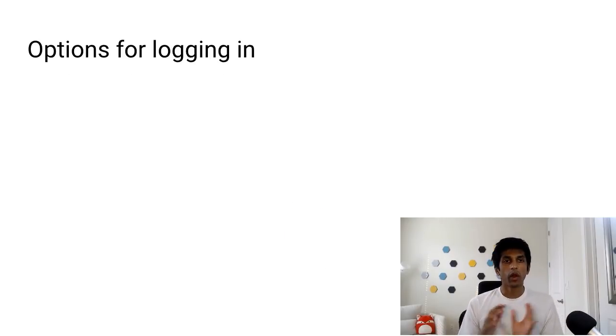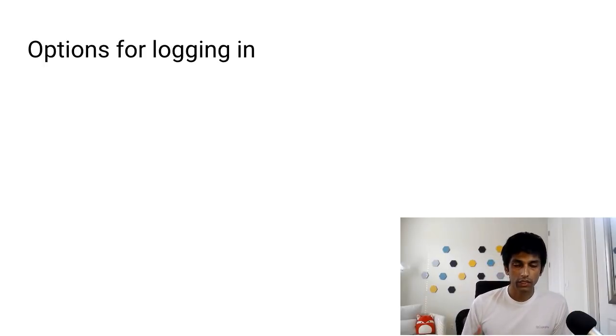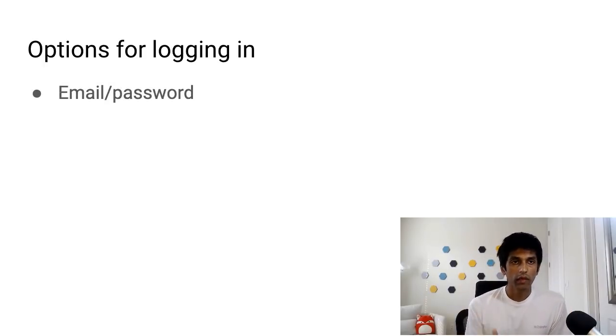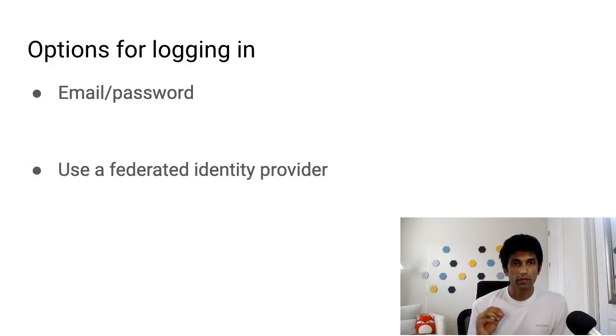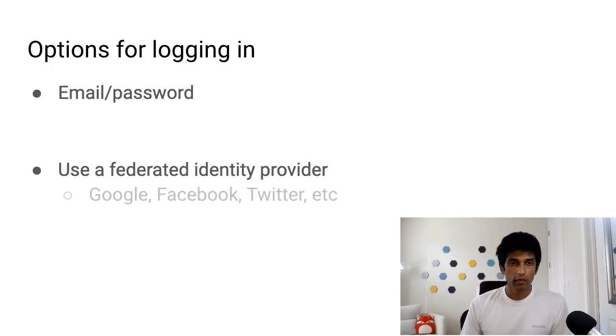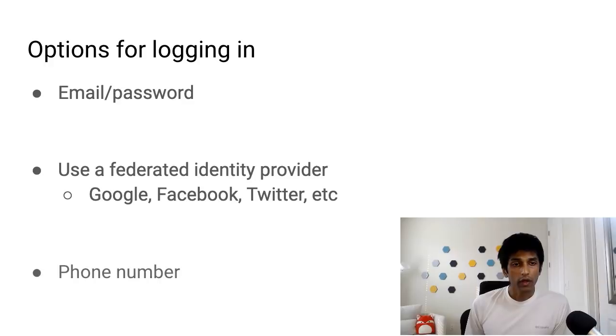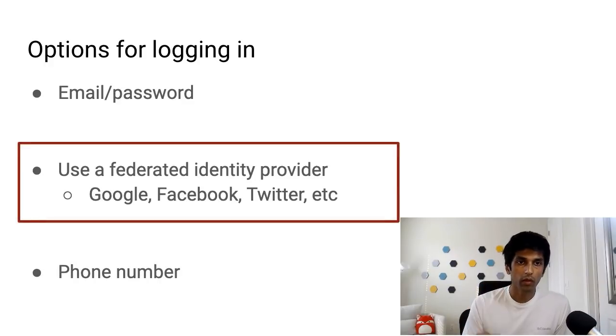There are 3 broad options for logging in, at least as presented from the Firebase Authentication tool. One is you can allow the user to sign up by email and password. Second, you can use a federated identity provider, for example, Google, Facebook, Twitter, GitHub, etc. Or third, you can use phone number sign up. And we're going to be talking about the federated identity provider, and in particular, we're going to be allowing users to sign into the app using Google.